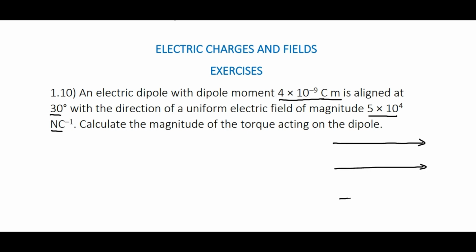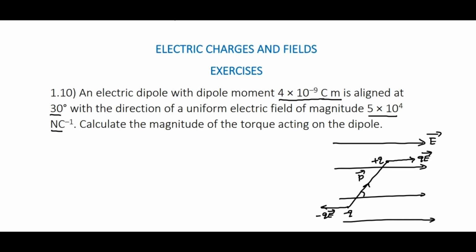It is a uniform electric field, and there is an electric dipole. The force acting on the positive charge will be towards right according to this diagram, the same direction as the electric field. On minus Q it will be towards left. We know the force acting on the positive charge is in the same direction of electric field, and on a negative charge in the opposite direction. And the dipole moment is making an angle of 30 degrees with the direction of electric field, so definitely it will experience a torque.